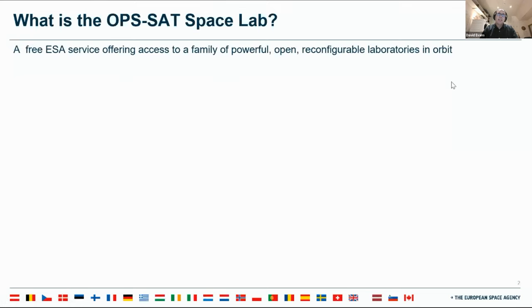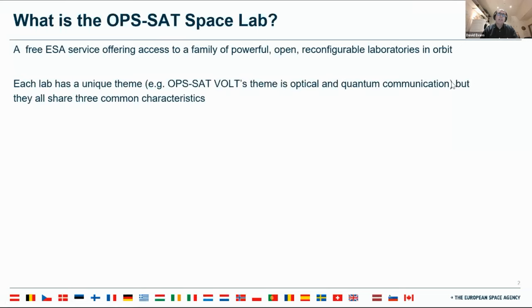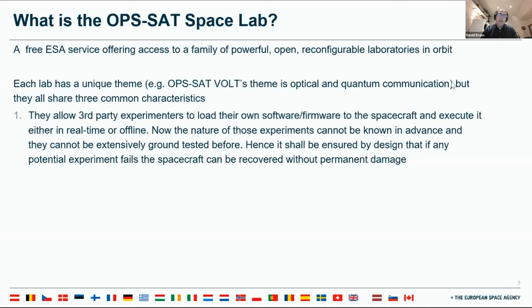So what is it? Basically, this is a free ESA service for European businesses, academia, startups, and so on. We provide access to a family, which we hope to create, of powerful, open, reconfigurable laboratories in orbit. Each one of these missions has a unique theme. For instance, one we've just started called OPSAT Vault is optical and quantum communications, but they all share a few common characteristics. One is that we allow third-party experimenters to load their own software and firmware. We don't test it very much, and they can interact with it directly, either in real time or offline.